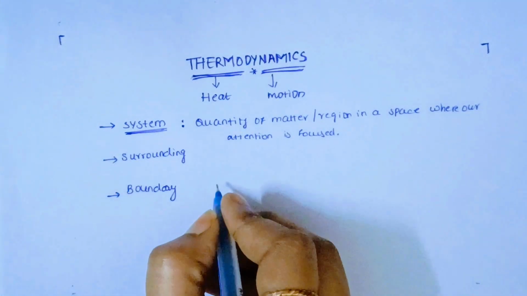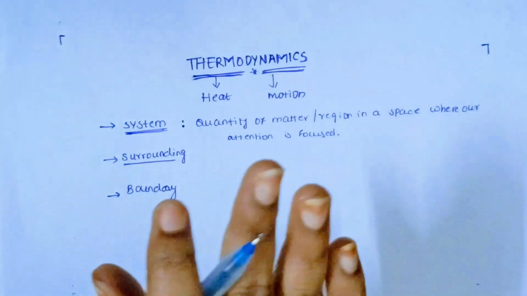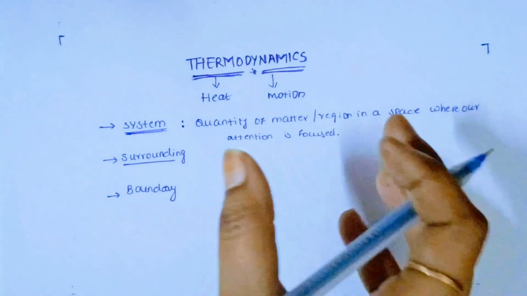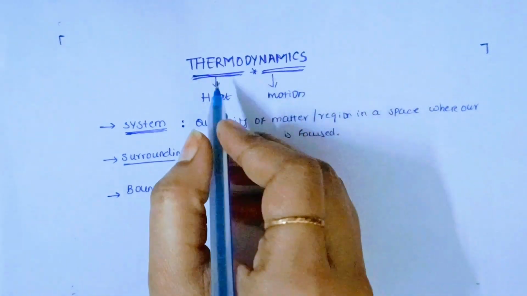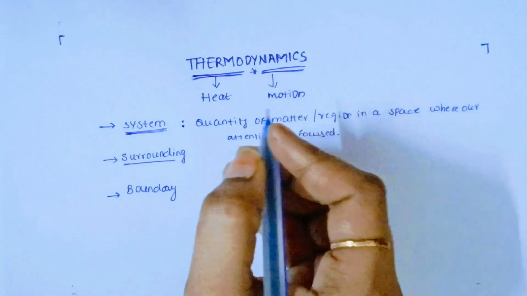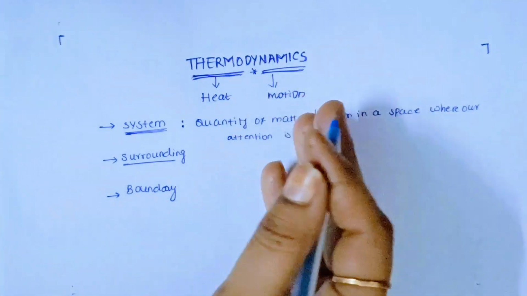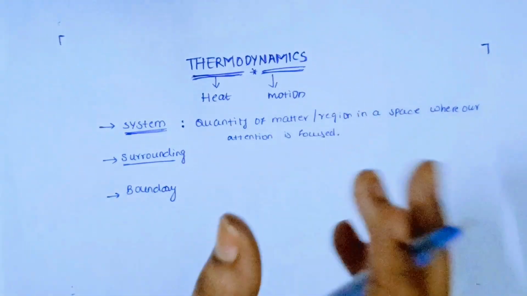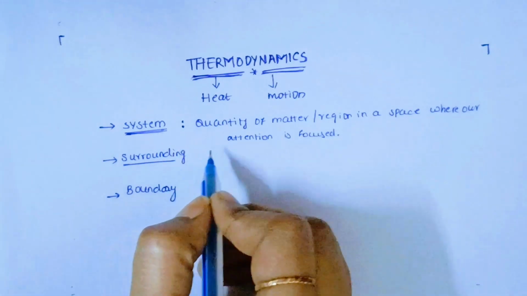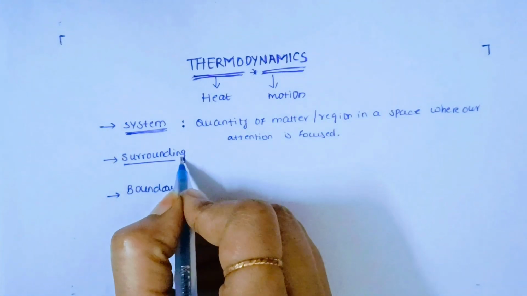Surrounding is everything external to the system. Means you are listening to this thermodynamics class, but around you, your dad or your mom or your friends are talking and doing some activity or work. Whatever is except this class, beyond your concentration, everything is nothing but surrounding.